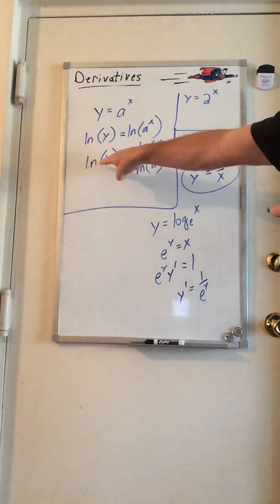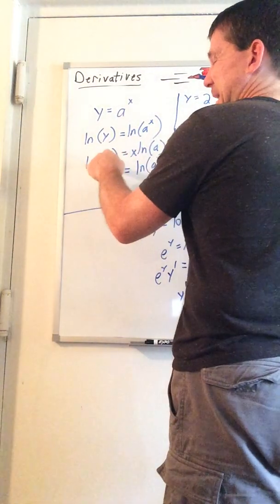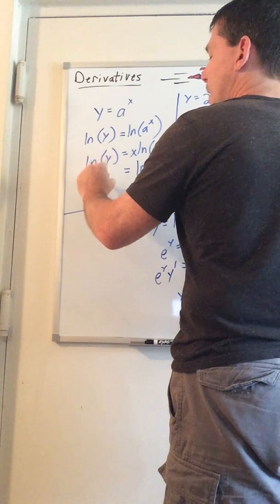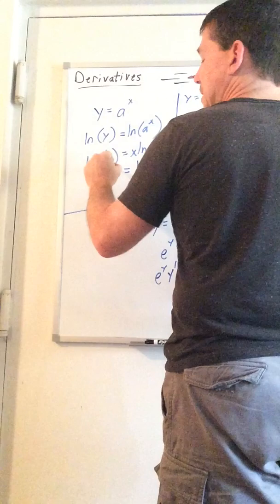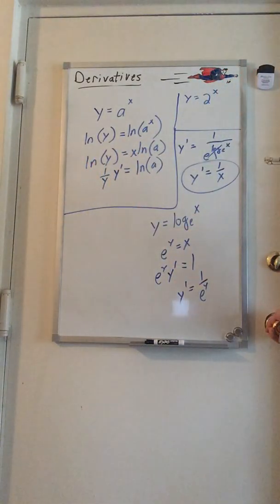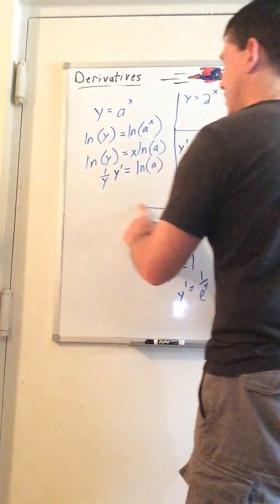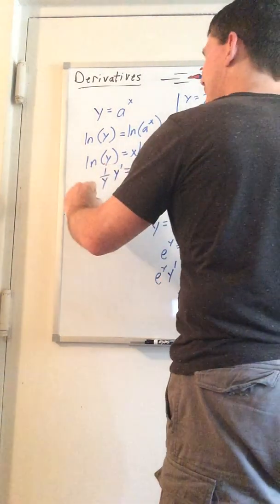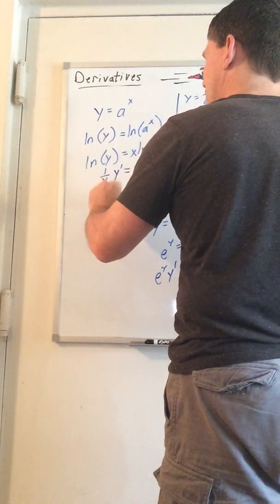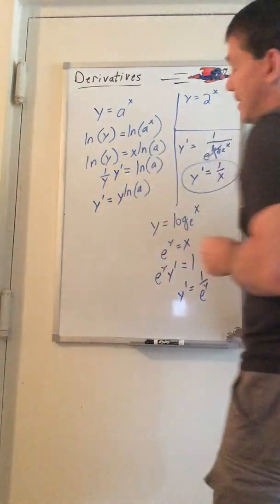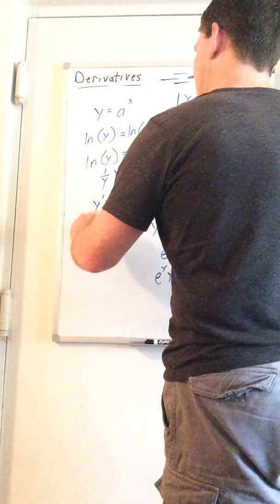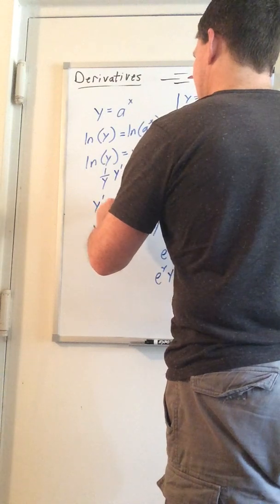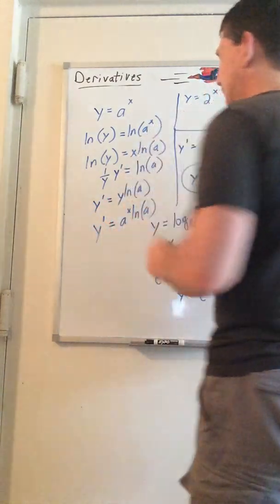So over here, ln of y, the derivative would be the same. We do it implicitly. It's 1 over y, 1 over the inside, times the derivative of the inside, which is y prime. Now, multiply by y, and I get y prime equals y ln a. I know what y is. It's right here. y is a to the x. So y prime equals a to the x ln a.